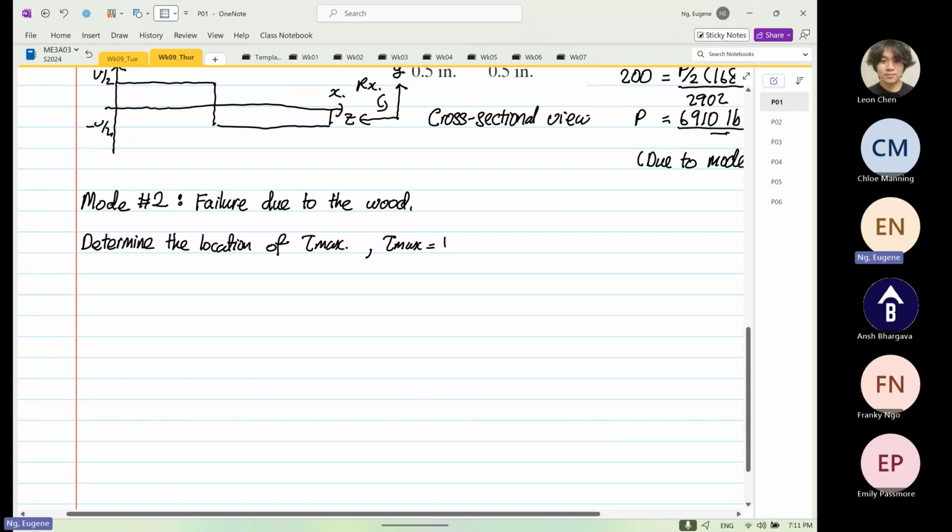And we know that tau max is equal to V over I, which are constant, right? So the trick about getting tau max is we have to find the location where Q is max divided by t, that is the minimum. Q is the max, t is minimum.